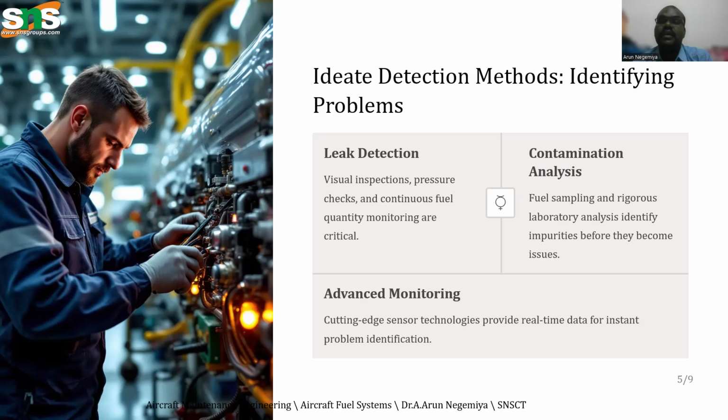The next one is contamination analysis. In that analysis, we will find out what impurities or mixes are in the fuel, and what will happen if a greater amount of particles is mixed with the fuel. These are all the things taken in contamination analysis. Advanced monitoring system: here we will implement a sensor. The sensor will detect contamination and leakage to prevent major accidents during the flight.